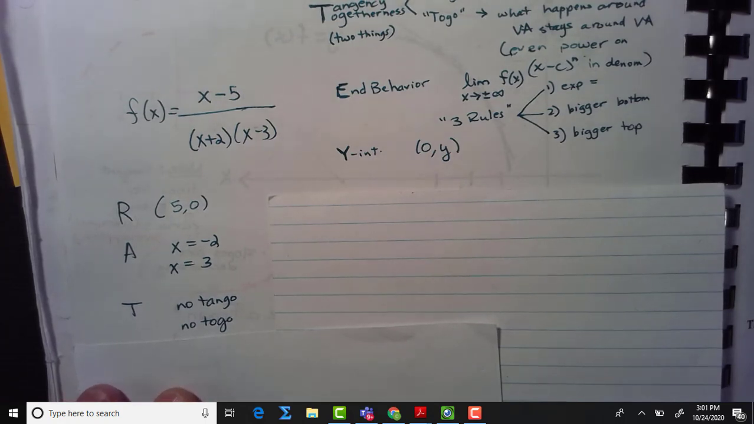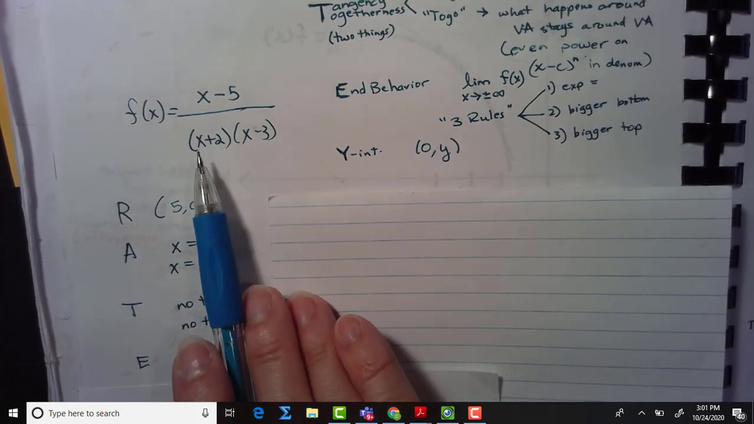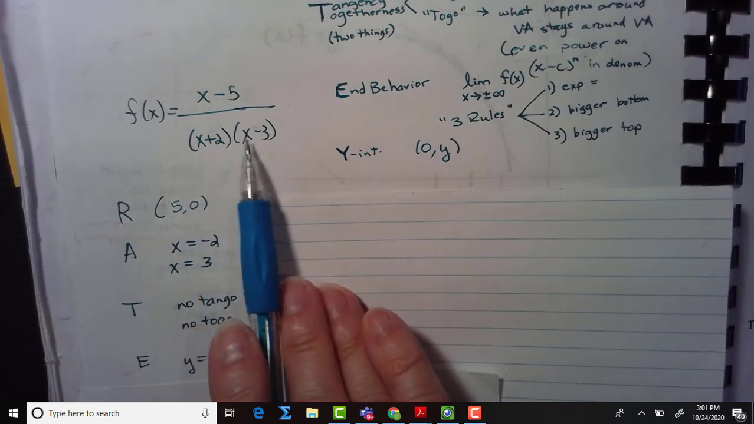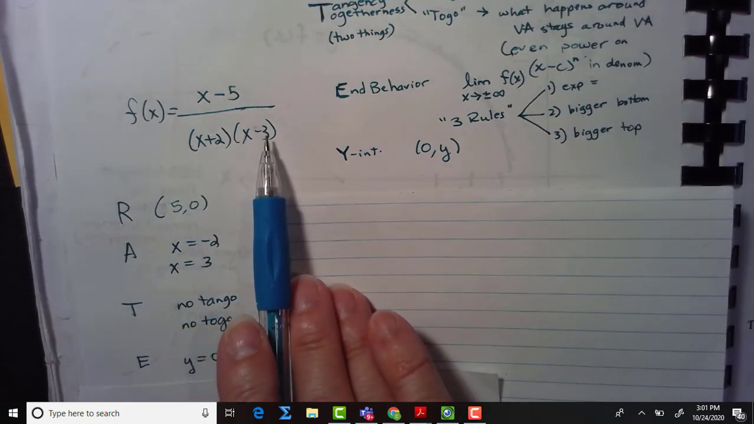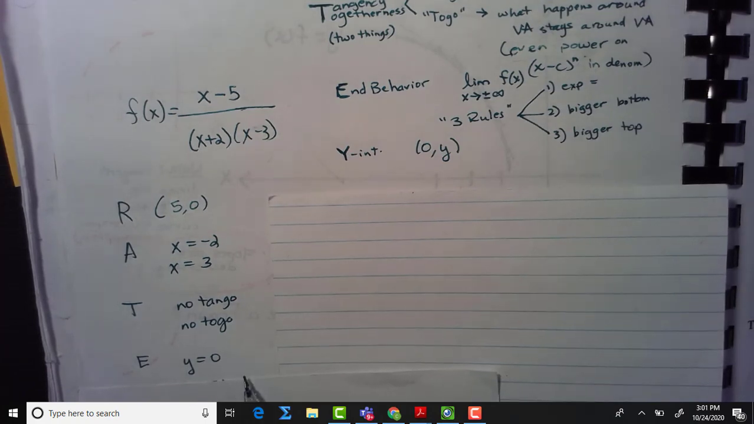approach that vertical asymptote. Notice that I have bigger exponent on bottom, because if you FOIL this out, you can see that this will be an x squared polynomial on bottom. So I have x to the first on top and x to the second on bottom, bigger exponent on bottom. So my end behavior is going to be a horizontal asymptote with the equation y equals 0.